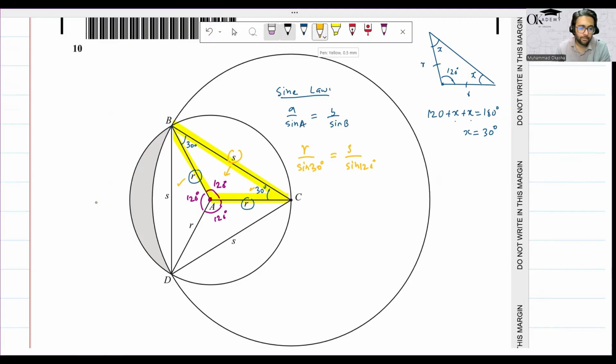Let's solve it. So we know the values of sine 30 degrees and sine 120 degrees. Let's work it out in the calculator. So sine 30 degrees is 1 over 2.